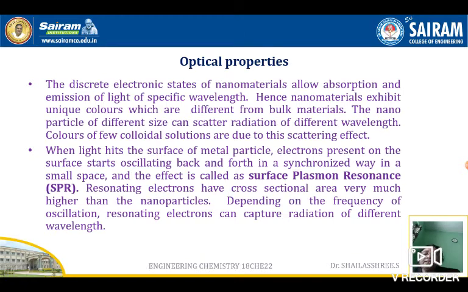When light hits the surface of the metal particles, electrons present on the surface start oscillating back and forth in a synchronized way in a small space, and the effect is called the surface plasmon resonance effect. Resonating electrons have a cross-sectional area very much higher than the nanoparticles. Depending on the frequency of oscillation, resonating electrons can capture radiation of a different wavelength.